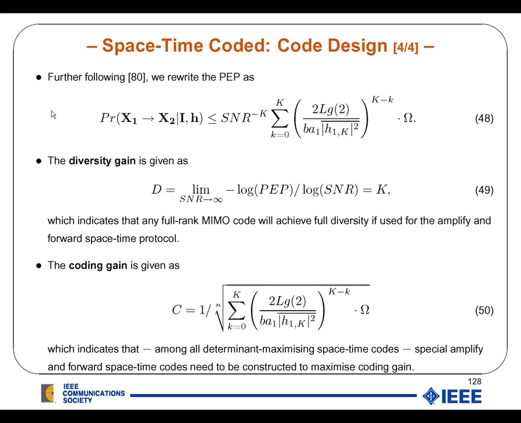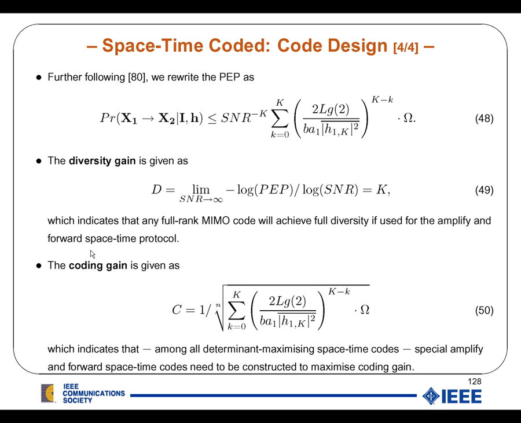Following now reference 80, we can rewrite that pairwise error probability in this form here, where we took out the signal to noise ratio to the power minus K, and if we apply the diversity gain equation, being d equates to the limit of signal to noise ratio going to infinity of minus the logarithm of that expression here divided by the logarithm of the signal to noise ratio, we obtain K, which indicates that any full rank MIMO code will really achieve full diversity, the full diversity being K here, if the decode and forward protocol is used. I'm sorry, there's a mistake here. It should read decode and forward space-time protocol.